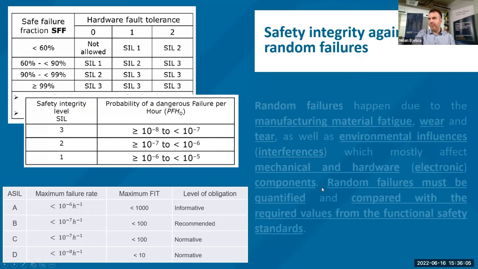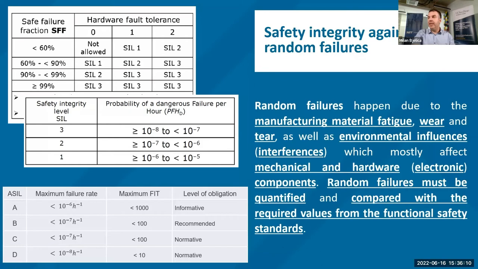So, to conclude, random failures happen due to manufacturing, material fatigue, wear and tear, as well as environmental influences like interferences, which mostly affect mechanical and hardware electronic components. Random failures must be quantified and compared with the required values from the functional safety standards. Some of the numbers are reliability, failure probability, failure rates, mean time to failure, failures in time, safe failure fraction, diagnostic coverage, etc. These are the variables that you need to calculate. And of course, there's a huge discipline dealing with that.